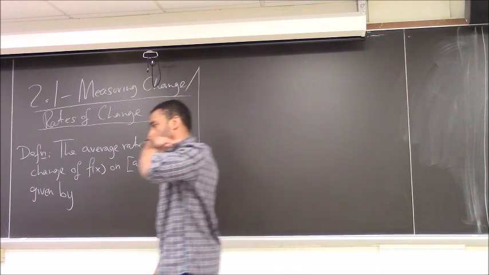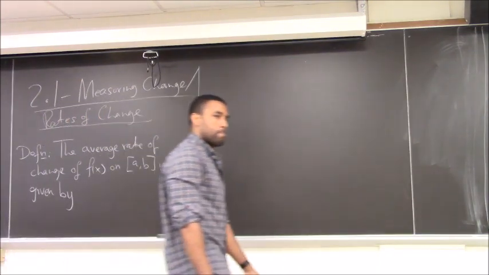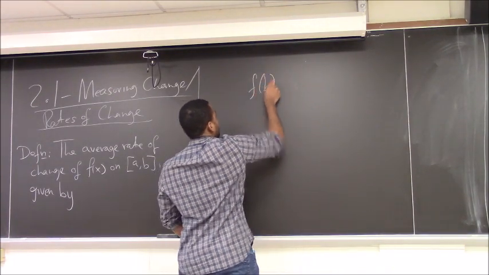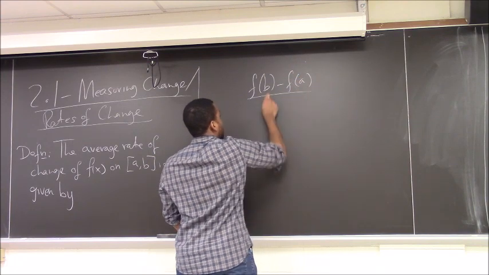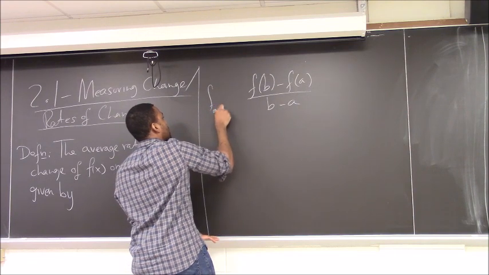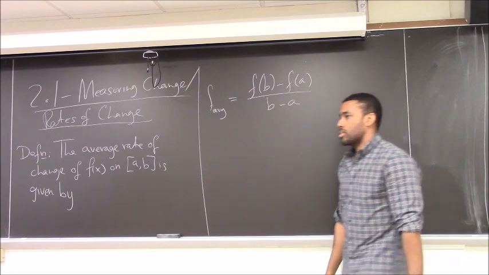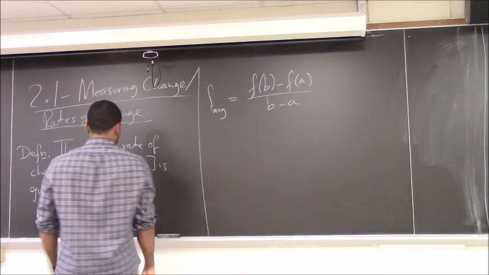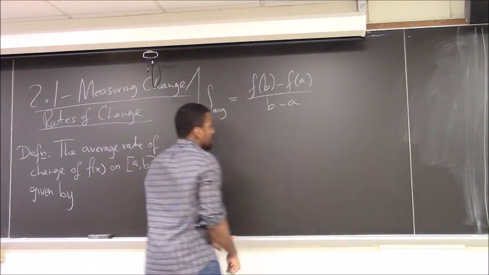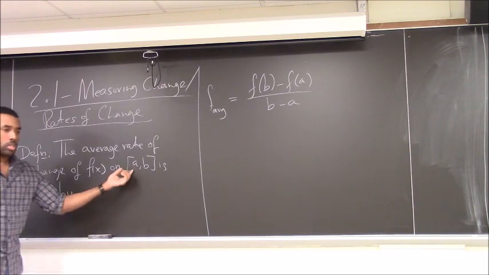Does anyone know what we use to describe the average rate of change? The formula to compute it? Yeah? f of b minus f of a over b minus a. Yep. What do we call that? We have a name for that. Alright, that's the difference quotient. Okay, so this is a quantity that measures how a function changes on average over some interval.